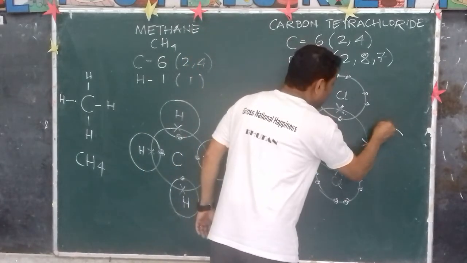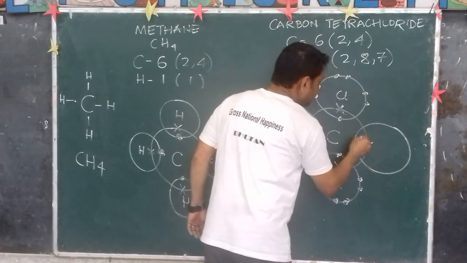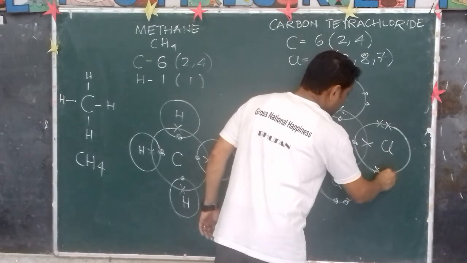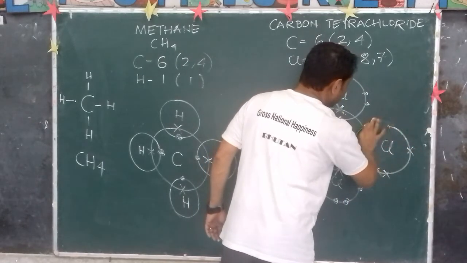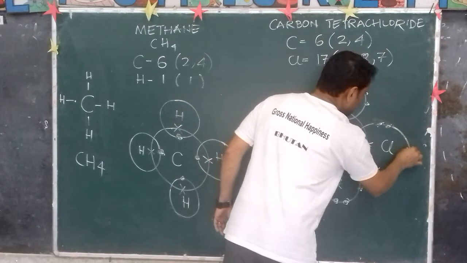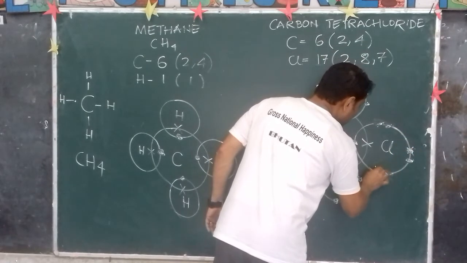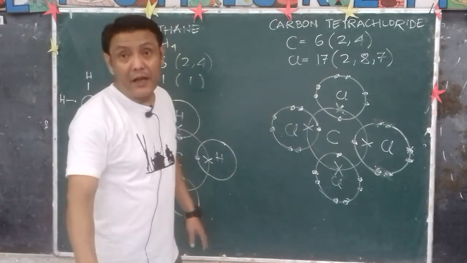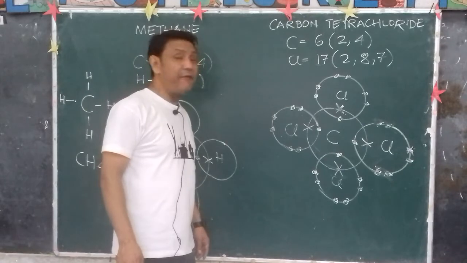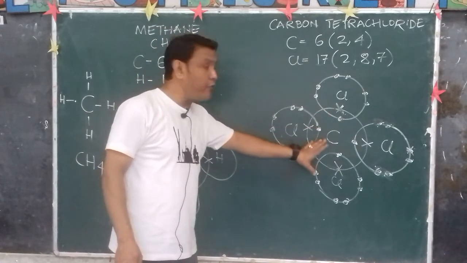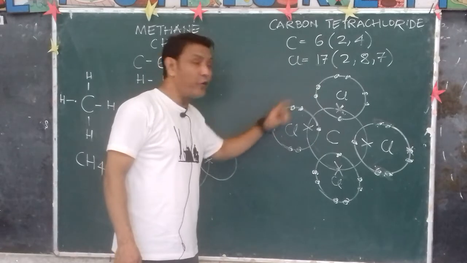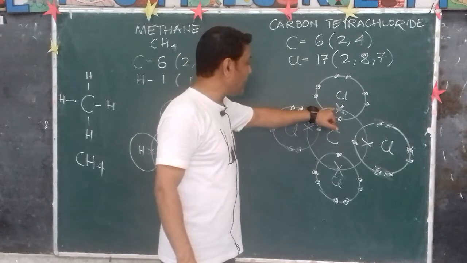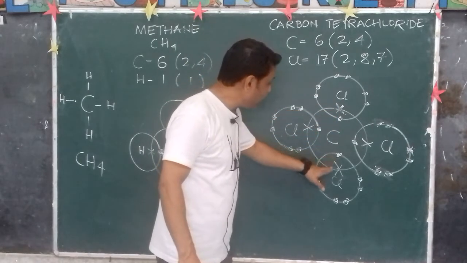It will share the electron with another chlorine atom. Now, all the 4 atoms of chlorine will have 8 electrons in the outermost shell, a stable electronic configuration, and after sharing 4 electrons with four different chlorine atoms, carbon will also attain its stable electronic configuration, that is having 8 electrons in the outermost orbit for carbon. 1, 2, 3, 4, 5, 6, 7 and 8.